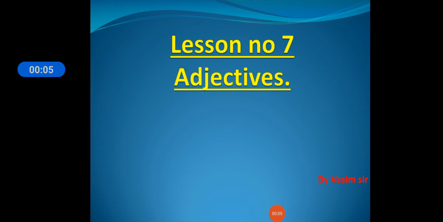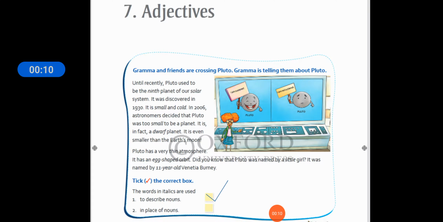Today we are going to start lesson number 7, adjectives. In the previous lecture we have seen adjectives. So what is an adjective? An adjective describes nouns. We have seen in the last lecture the story about Pluto. Pluto was a planet and recently it is not a planet. From this we discovered that the words in italics are adjectives.